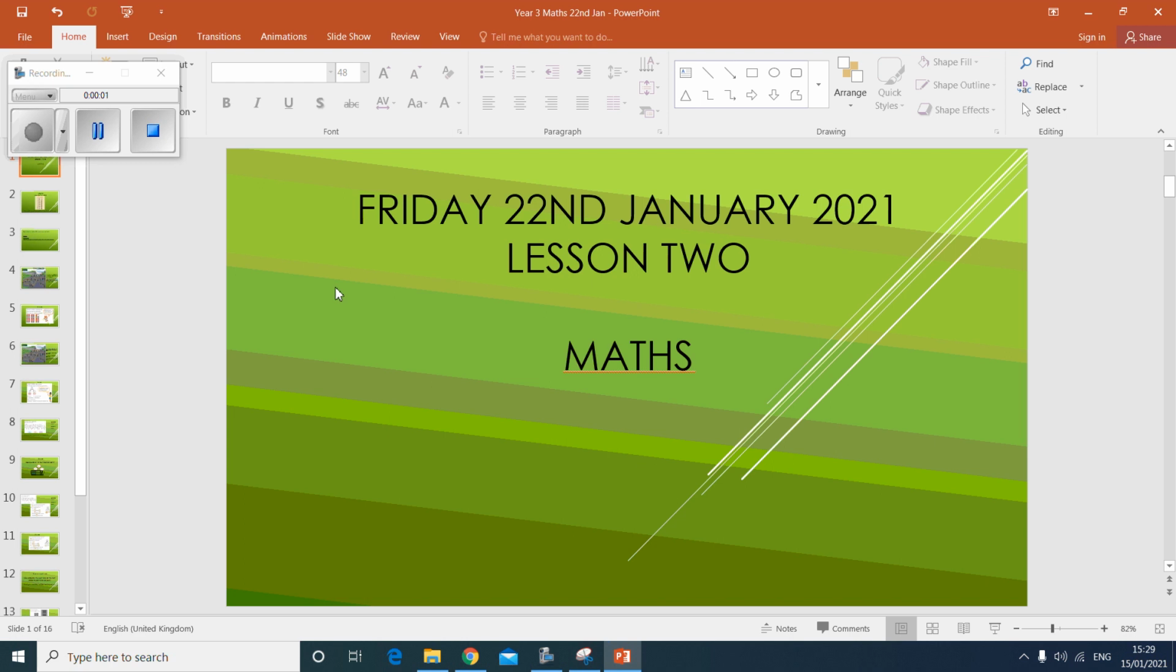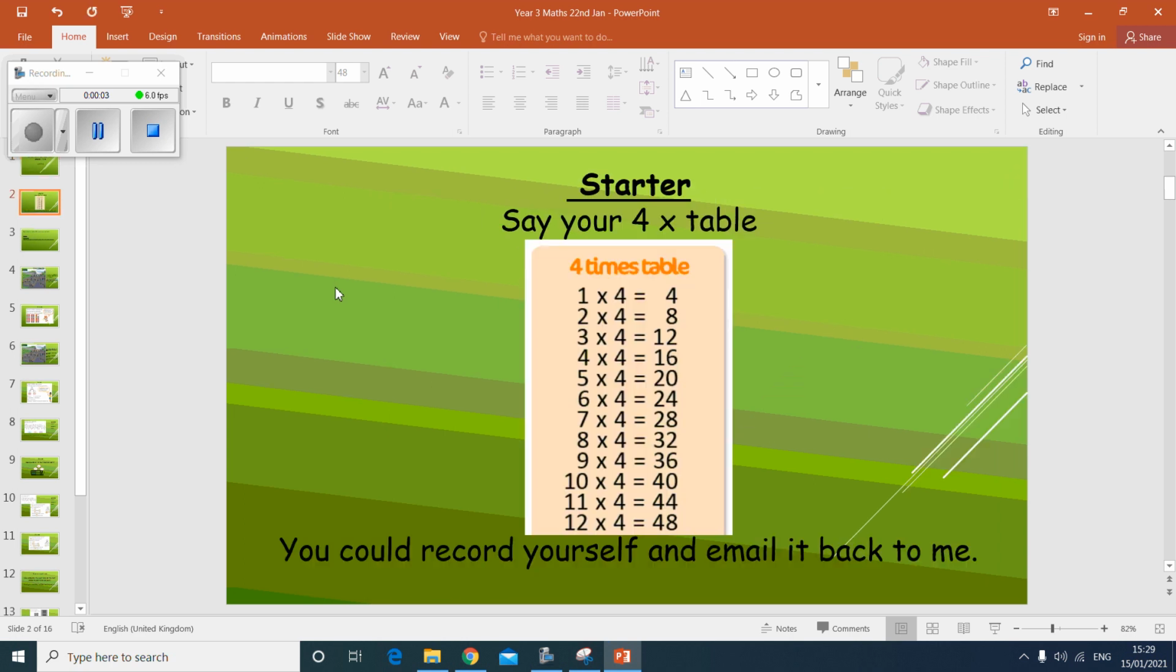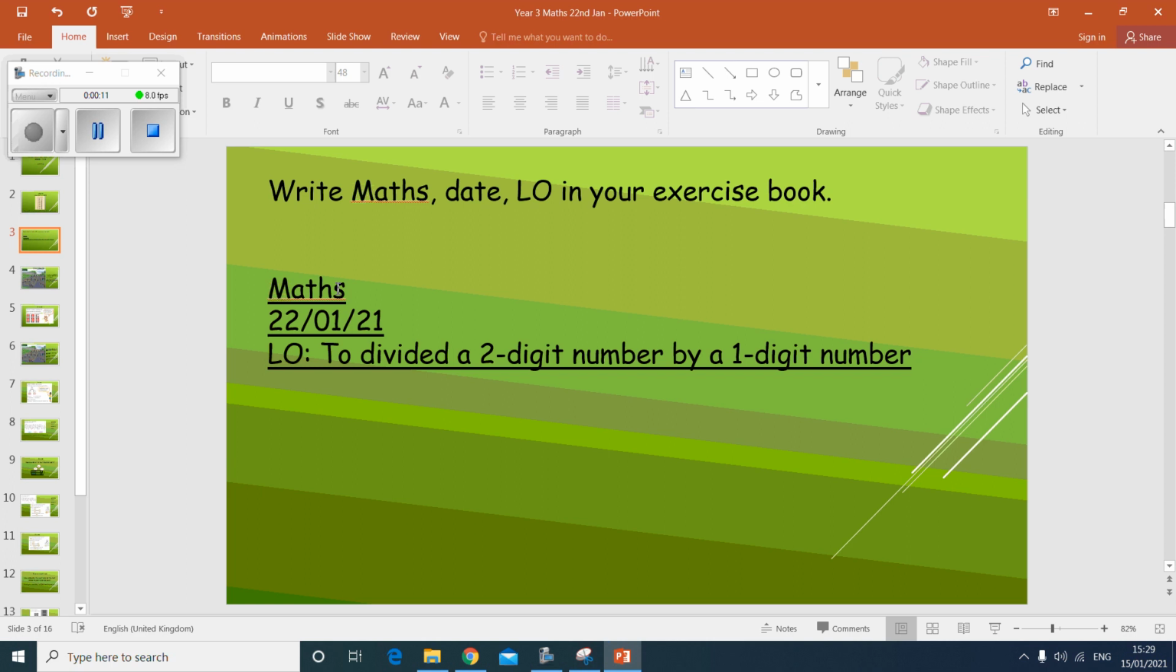Friday, 22nd of January, Year 3 Maths lesson. Let's begin by practicing our 4 times table. Pause the video here. Now in your books, write Maths, the date and the LO. Pause the video and when you're ready, continue.